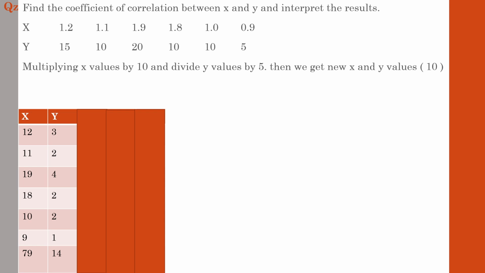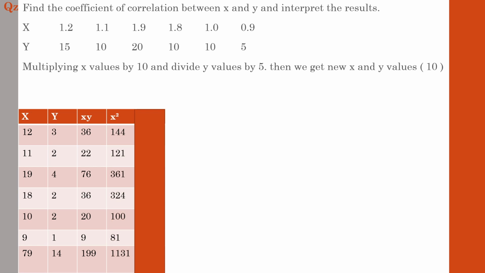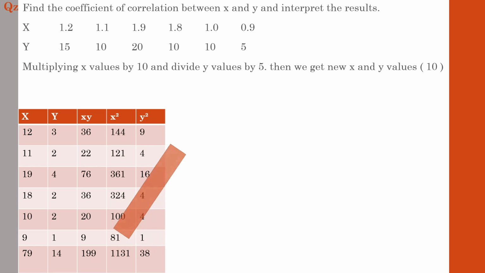For the first equation, we need to create another column xy. I hope you know how to find xy. You just multiply x with y. Next you need to make the column x square, and finally y square. Since no method is specified in the question, you can follow any method. That's up to your discretion. You can even follow the shortcut method in this case.